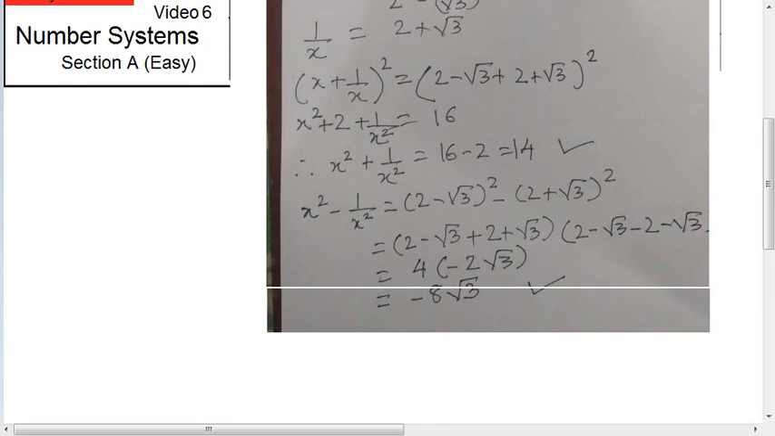x square minus 1 by x square equals 2 minus root 3 the whole square minus 2 plus root 3 the whole square. So a square minus b square, a plus b into a minus b. So this becomes 2 minus root 3 plus 2 plus root 3 into 2 minus root 3 minus 2 minus root 3. So this becomes 4 and minus 2 root 3. Minus 8 root 3 is the answer.